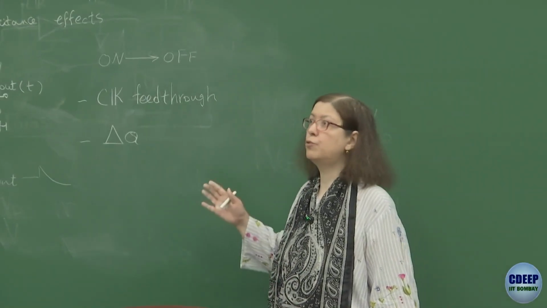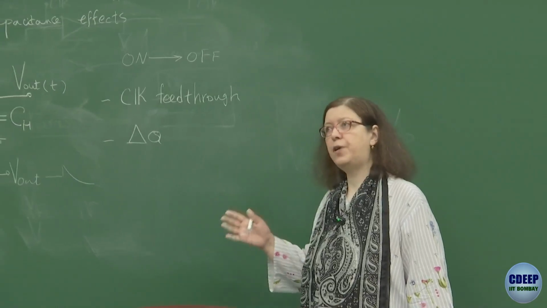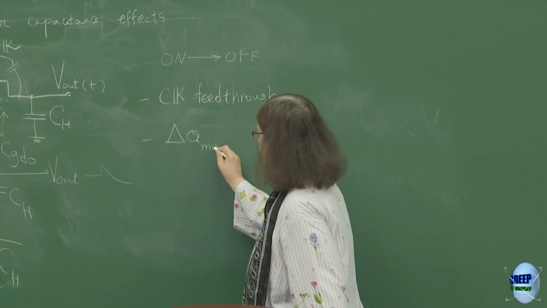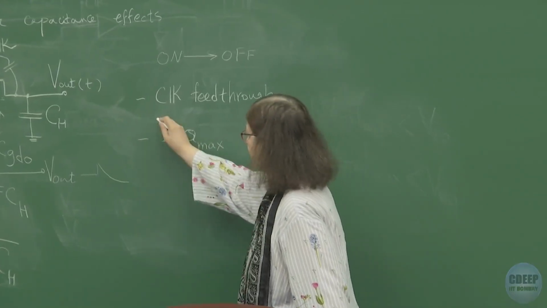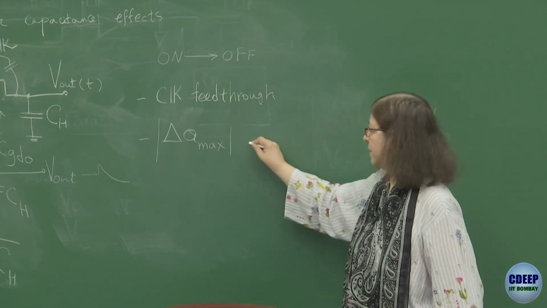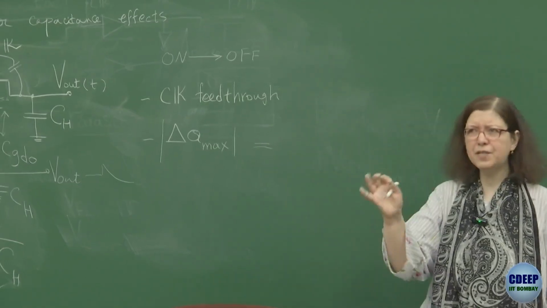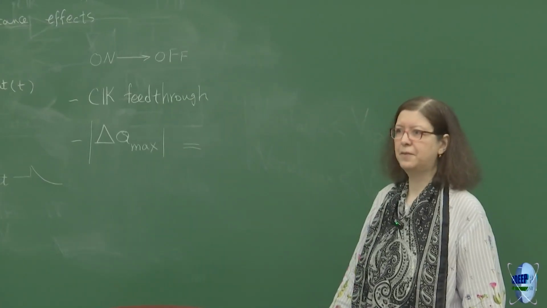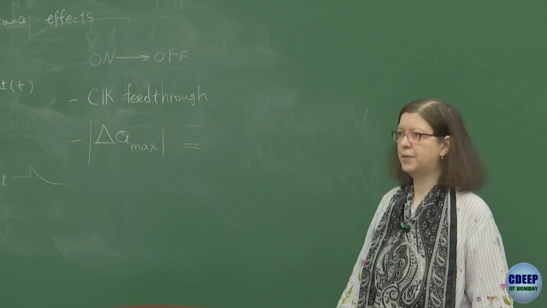The answer is we don't know. It could be very low, but what is the delta Q max, the absolute value? Anybody can tell? What would be the worst case charge which can actually come from the channel onto CH? The worst case value, the amount of charge.